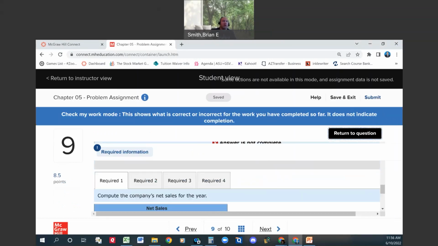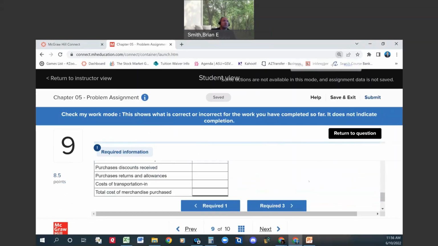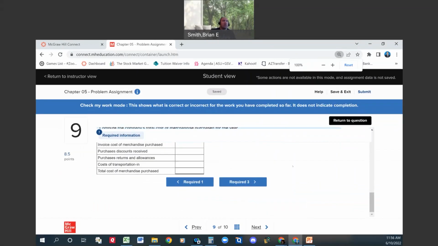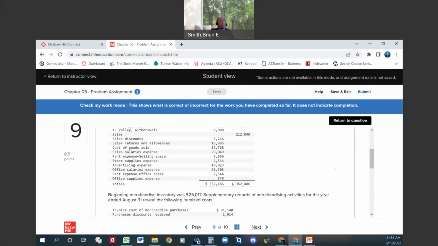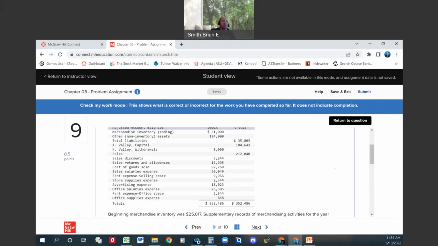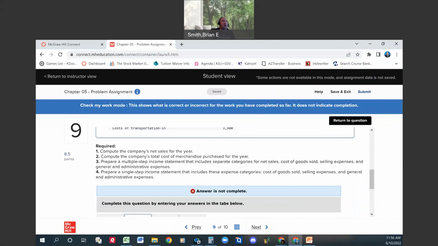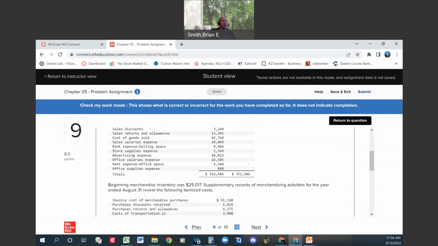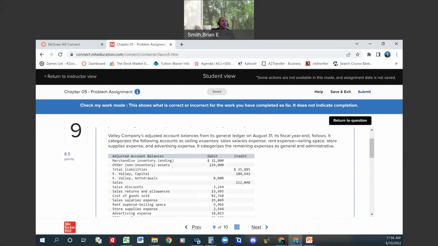Cost of merchandise purchase. I've got to zoom out a bit here because this is really squinched. We're computing the company's total cost of merchandise purchase. So basically, how much did we purchase in merchandise inventory? So we may have to come up with a little back way of doing this. This is kind of testing to see if you understand that slide I showed you guys in the video on cost of merchandise available and stuff like that.